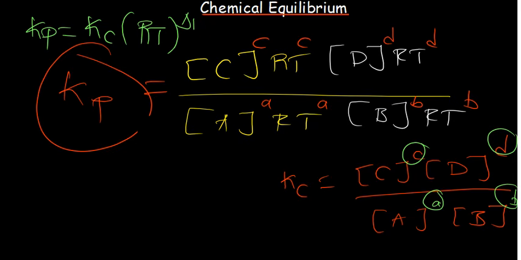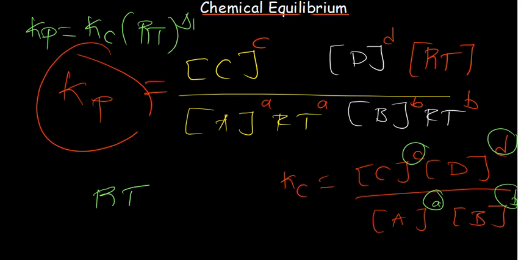So you can remove the RT somewhere. You say RT on top, so that you just factorize out the RT. When you have the same base, what do you do about it? When you have the same base, maintain the base, and when you're multiplying, add the powers. So you say C plus D. And then on the bottom, you do the same. You say RT, and then you add the powers, which will give you A plus B.